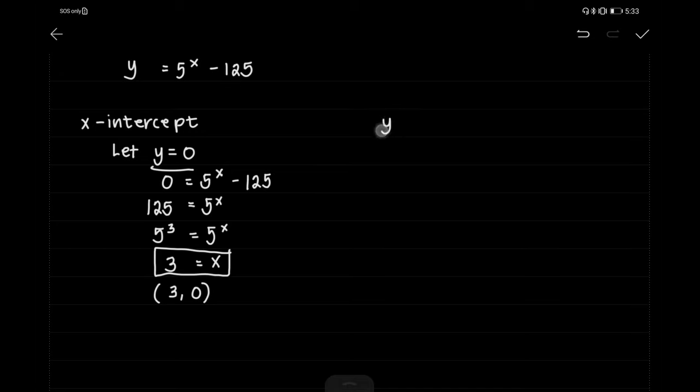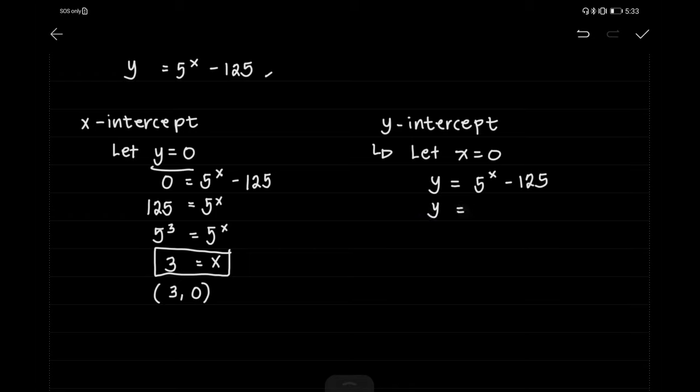Proceed naman tayo ngayon sa ating y-intercept. So, paano po ba natin mahanap yung ating y-intercept? Para mahanap natin yung ating y-intercept, we have to let the value of our x which is equal to 0. So, dito, we have here our equation. So, we have here y which is equal to 5 raised to x minus 125. So, gawin natin 0 yung ating exponent. So, this is y, which is equal to 5 raised to 0 minus 125.